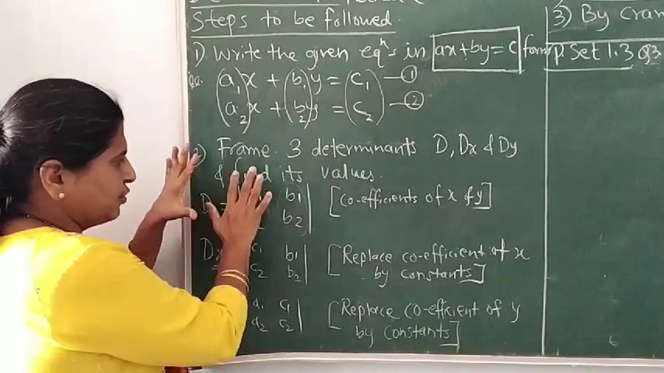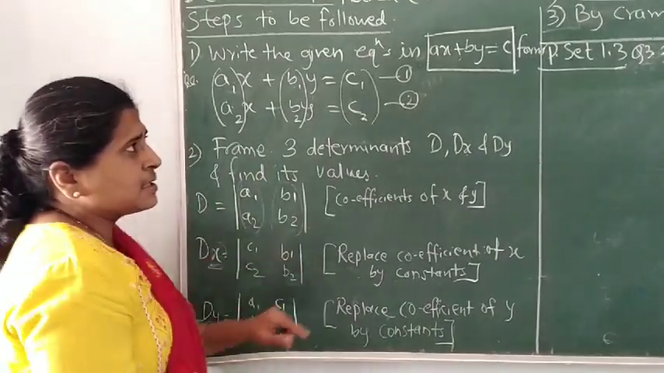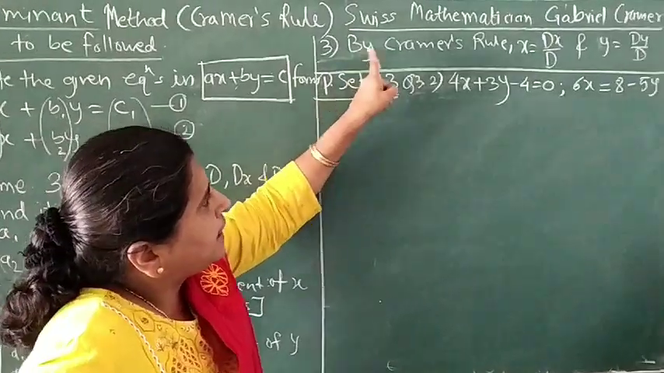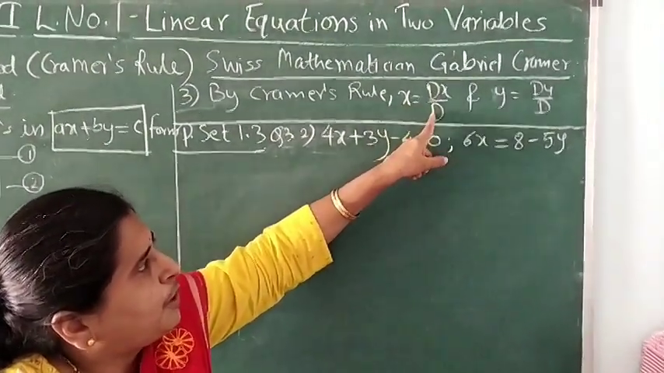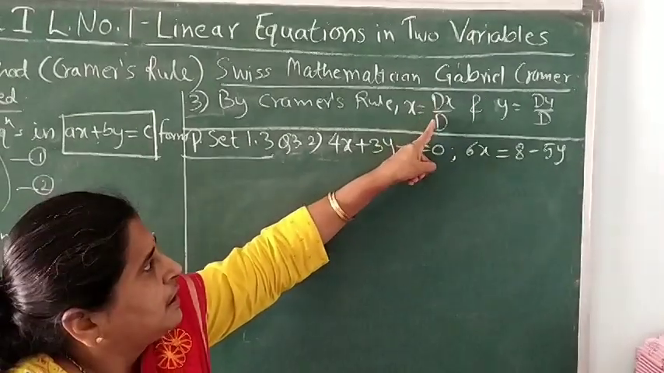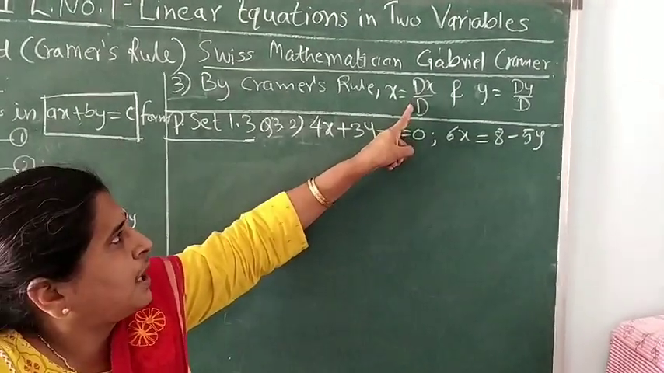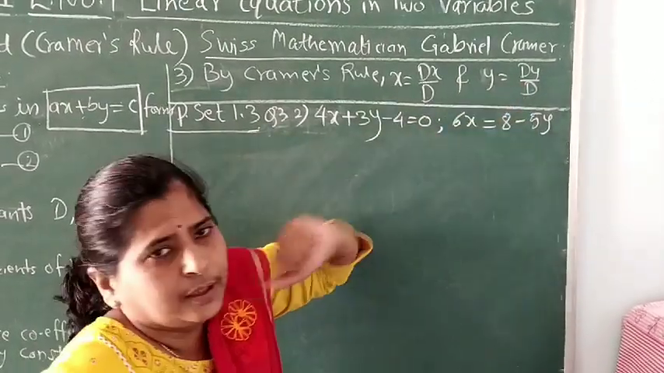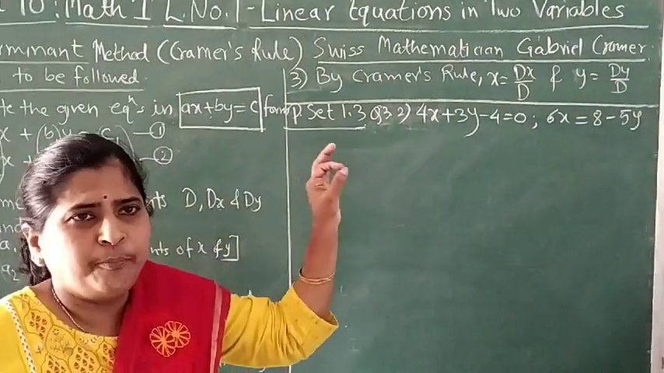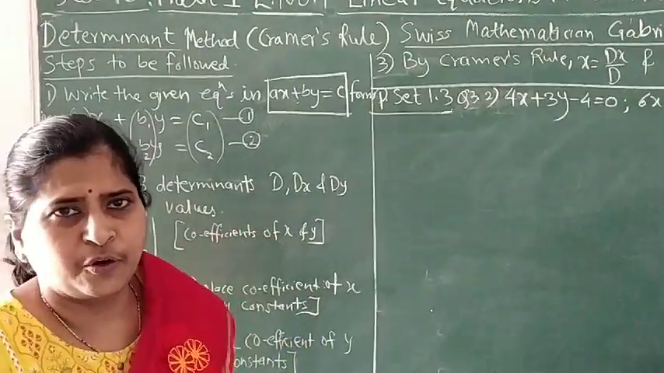Once you find the values of the three determinants, the last step is to write, by Cramer's rule, x is equal to Dx upon D. Substitute the value of Dx divided by the value of D, and you will get the value of x. And for y, it is Dy upon D. So these are very easy steps. Three steps we have to follow.